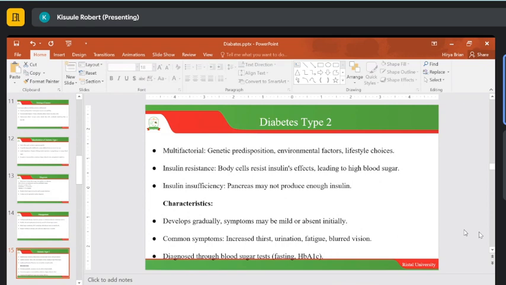So for diabetes type 2, still this is multifactorial, but really we have this genetic predisposition, but really things to do in general with the environmental factors and the lifestyle choices. Okay, we are not saying you having diabetes type 2 is a crime, but it is more of a person's making, compared to type 1 diabetes.